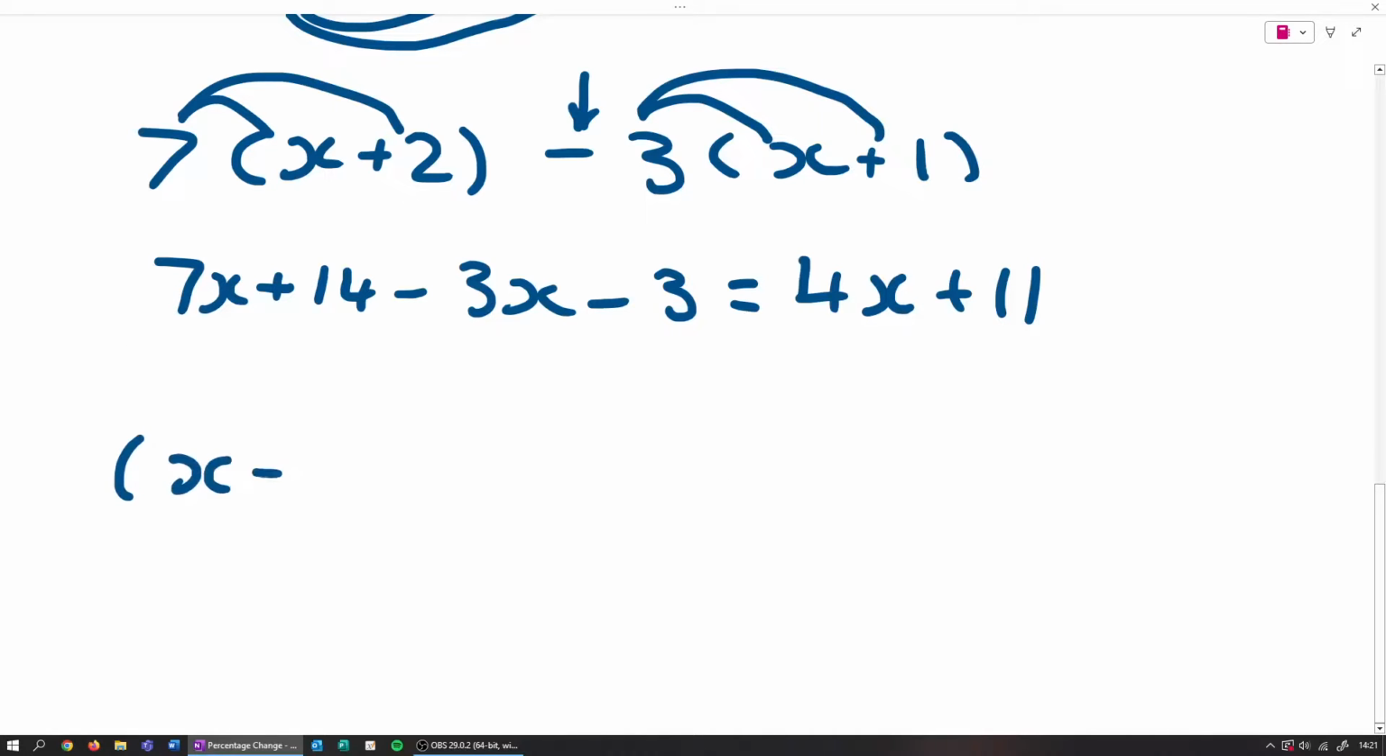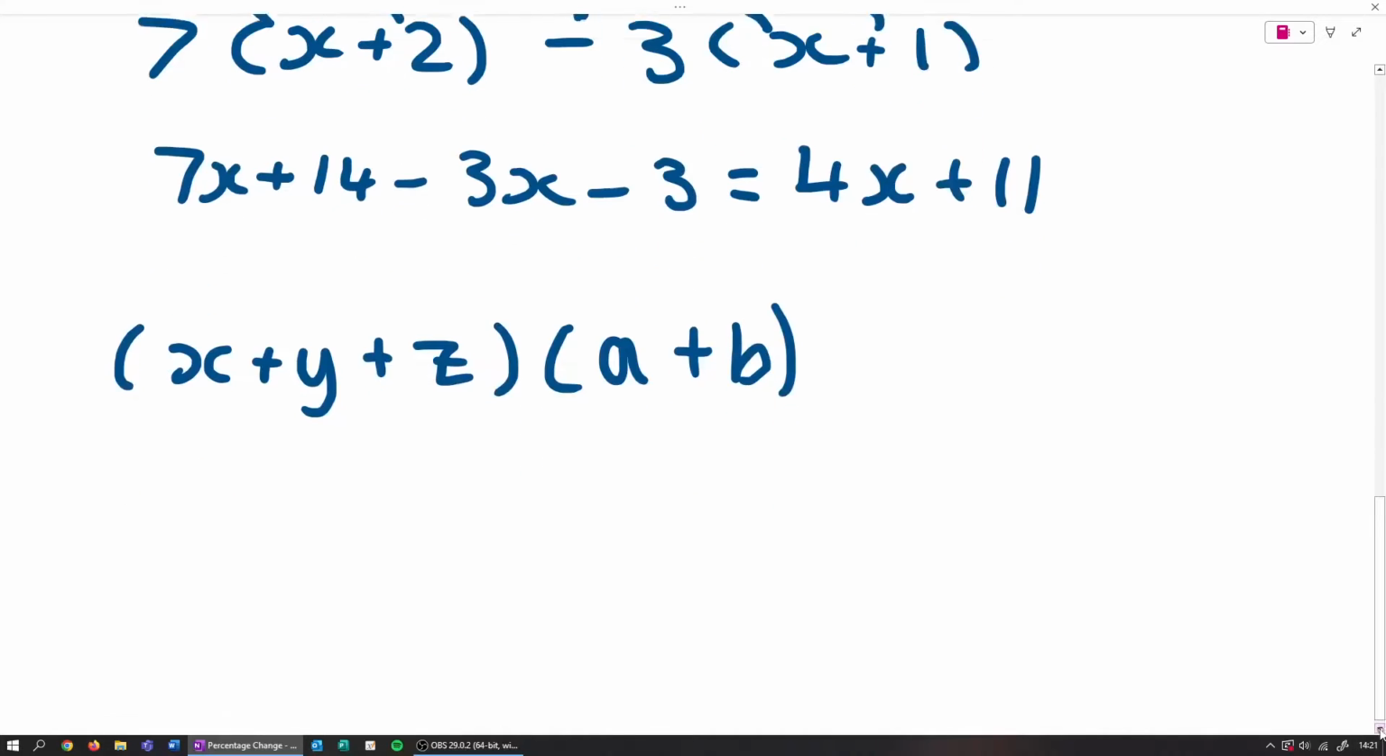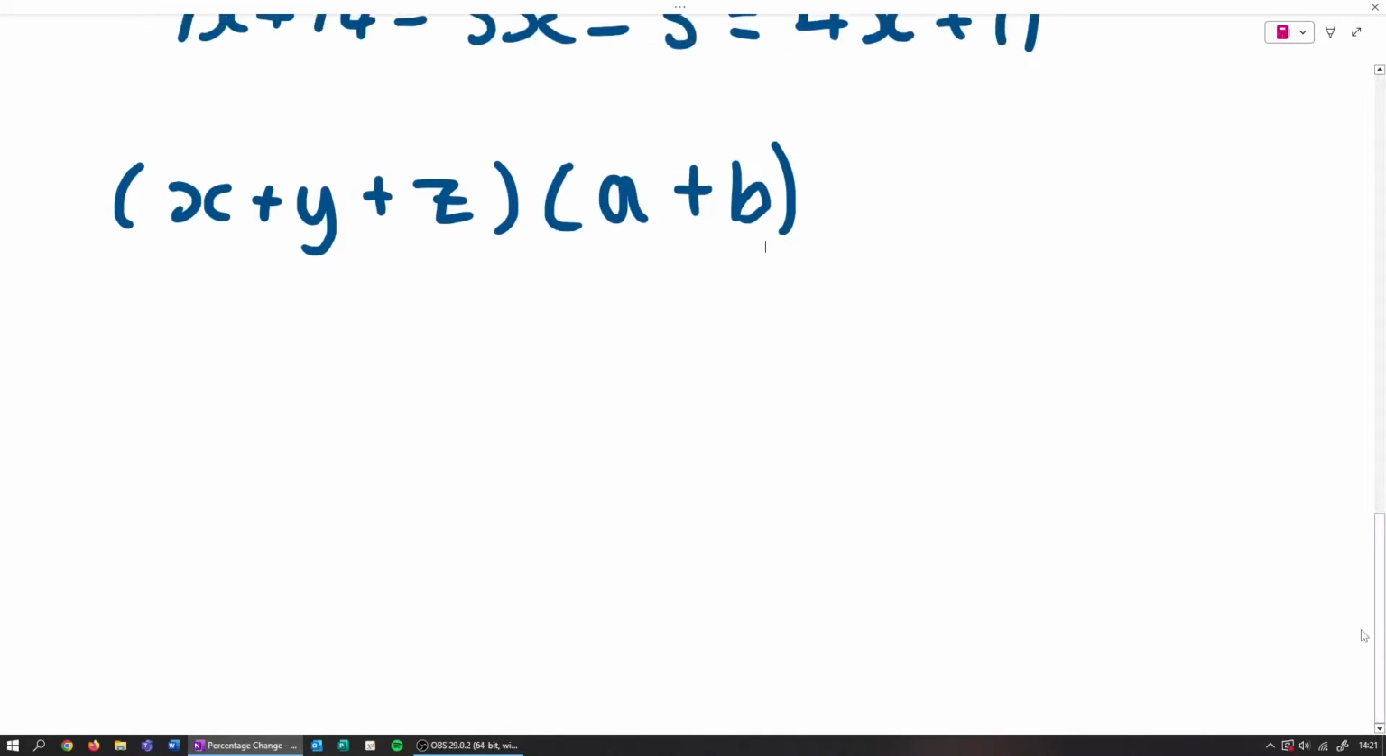So I'm going to have x plus y plus z times a plus b. Okay, as you can see, this looks a lot like the double brackets we were doing, but this first one has got 3 terms in it. But I'm going to show you how similar it is.